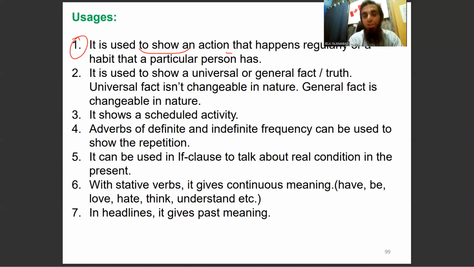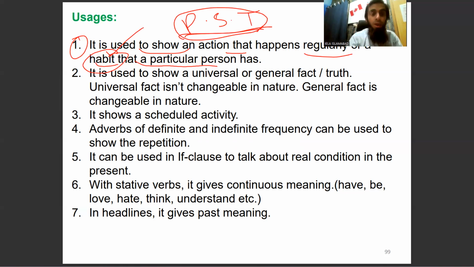It is used to show an action that happens regularly and that shows habits that a particular person has. If we talk about habit, like I do this, you do this, he works, he speaks, he writes, he walks, he takes exercise, he takes tea, he drinks water. Now all the actions and habits of daily life, since morning till evening, since evening till morning, timetable activities are called habits. Our daily habits. We discuss habits in present indefinite tense or present simple. You understand?